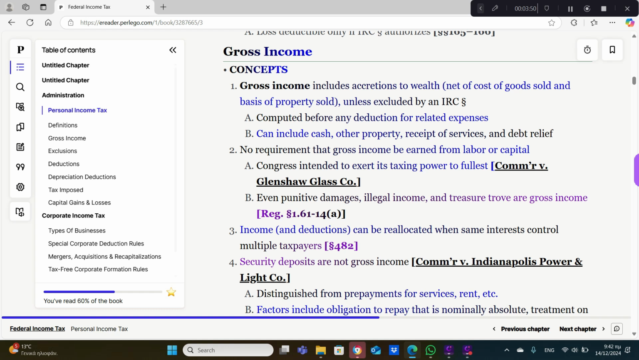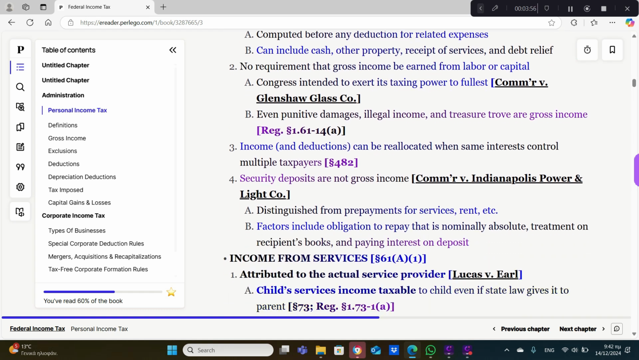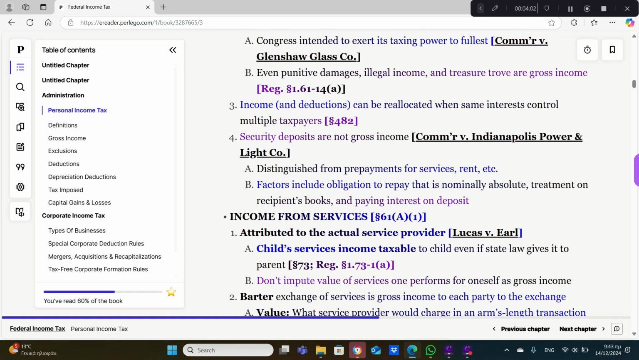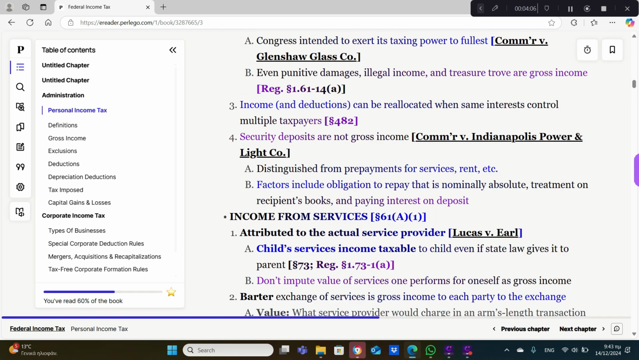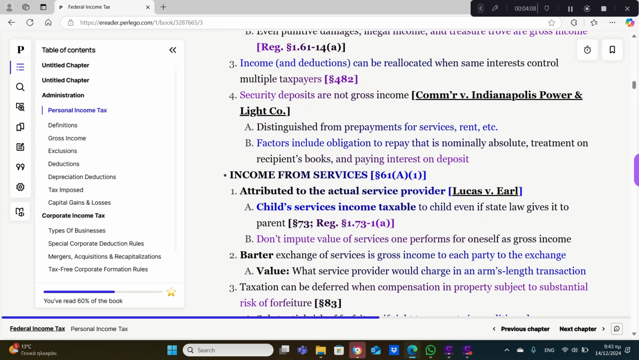8. Tax imposed. This section explains how income tax is calculated. Taxable income equals gross income minus adjustments and deductions. Tax is then computed using the tax rate schedule. The guide also covers additional taxes, such as the alternative minimum tax, AMT, and self-employment taxes.